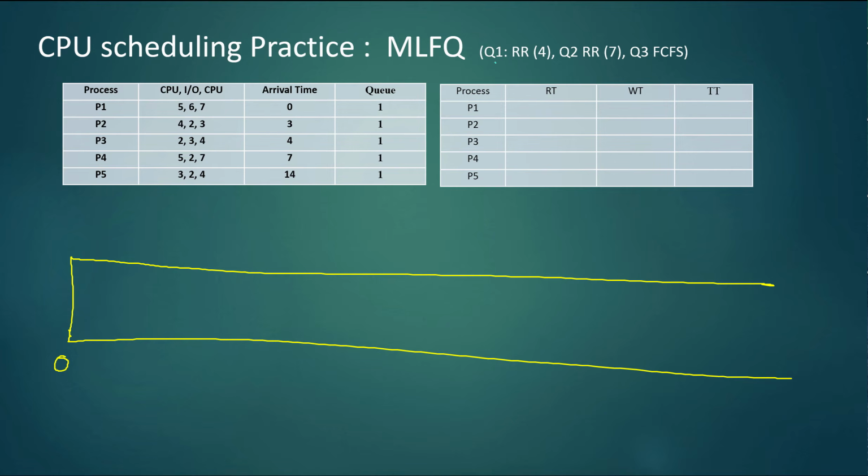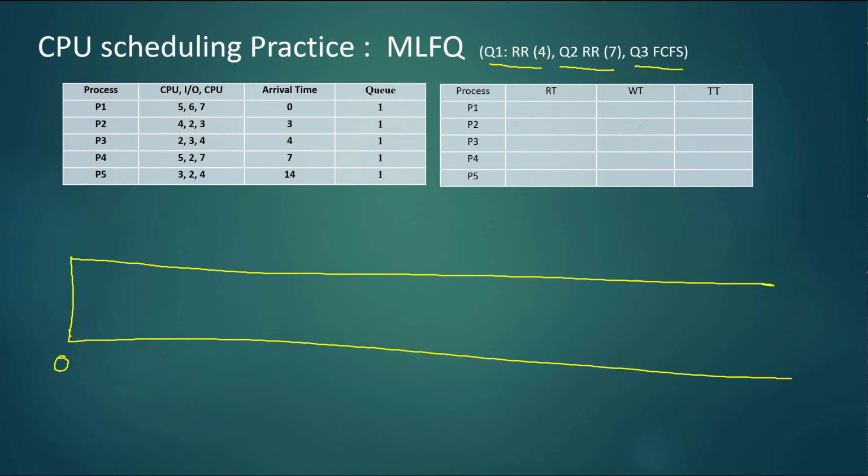So let's remember that if you are in Q1, it is a 4 time unit time quantum. If you are in Q2, it's a 7 time unit time quantum. And then if you're in Q3, you just do first come, first serve. If there are any Q2s currently executing, they could be preempted by a Q1. And if there are any Q3s executing, they could be preempted by a Q2 or a Q1.